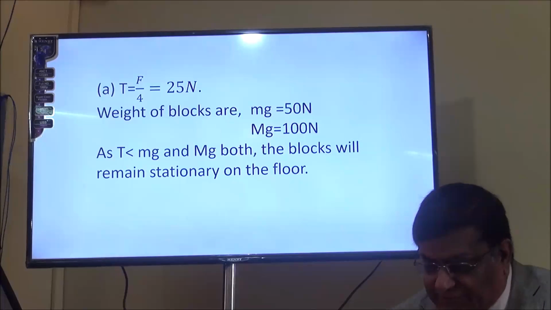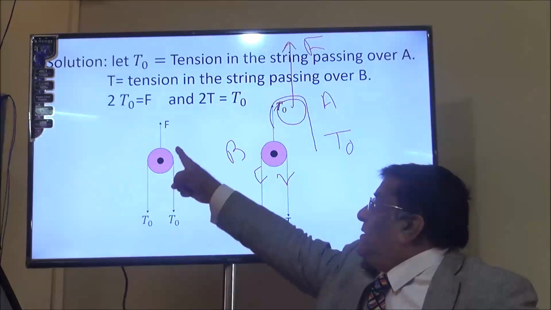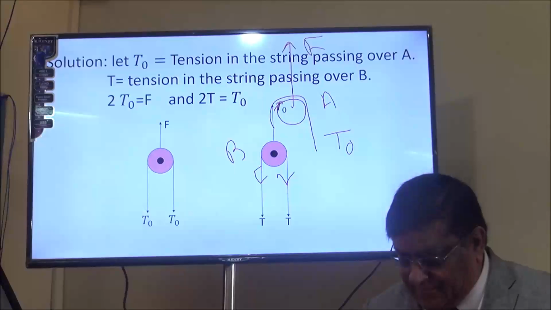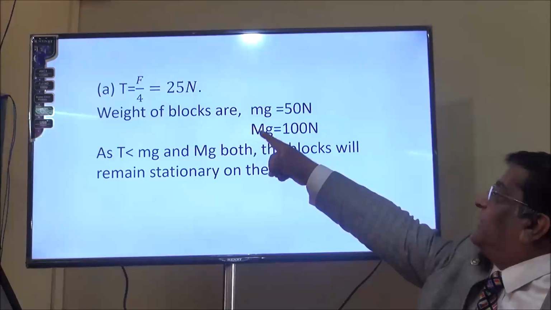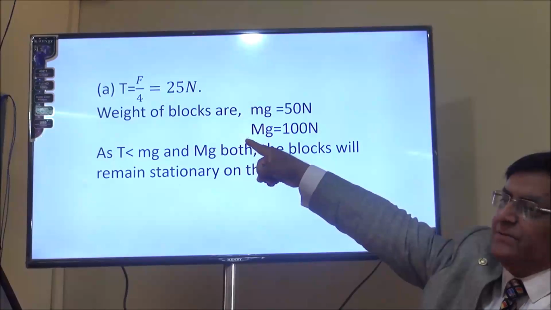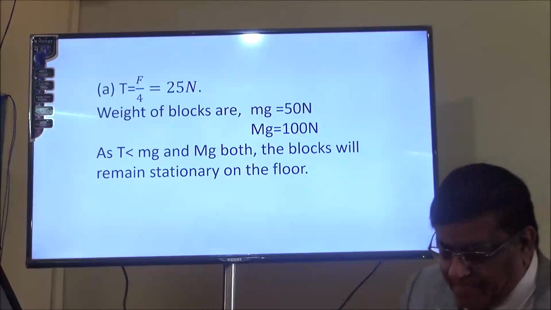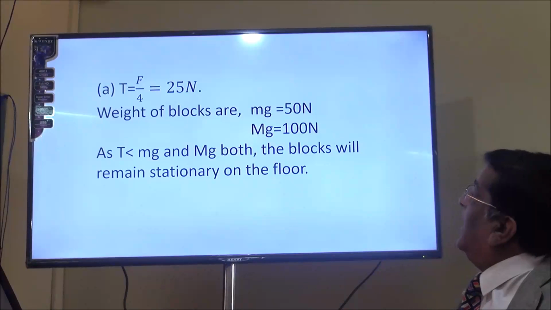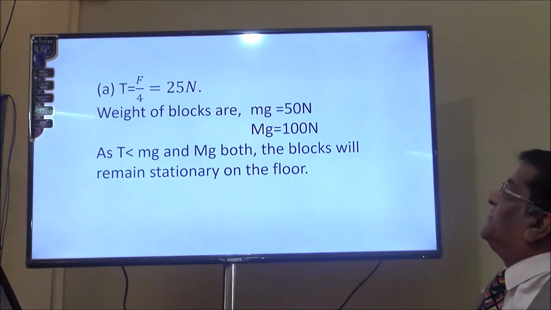How are the force and T related? Half, and further half, that is 1/4. So 1/4 of the force is equal to the tension. Is that point clear to you? And how much is the force given to us? So T is F upon 4, F is 100. Then how much is T? 25.